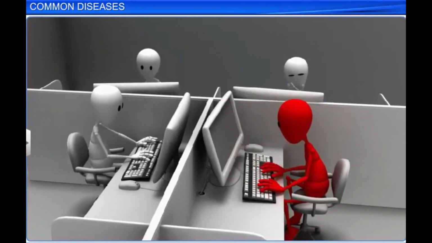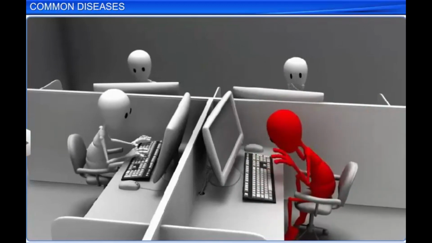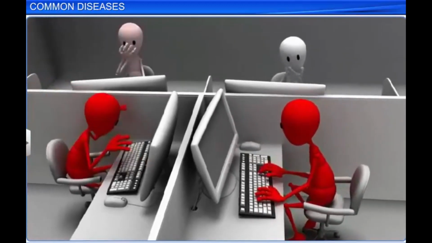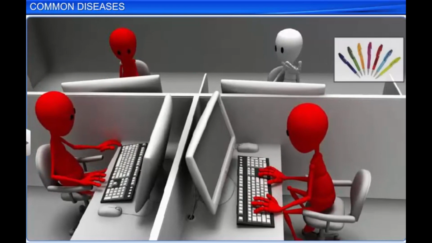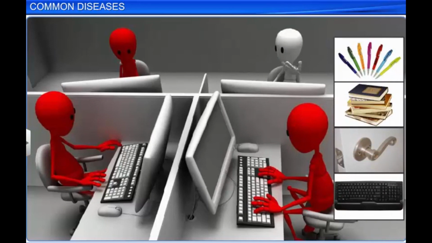During this time, the disease can spread by inhaling droplets from a cough or sneeze of an infected person or through contaminated articles of the infected person, such as pens, books, doorknobs, computer keyboards, and other similar objects.